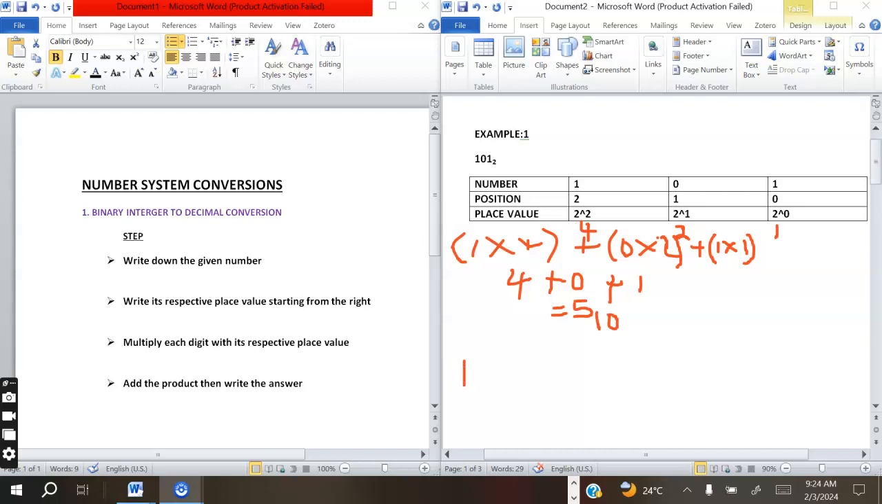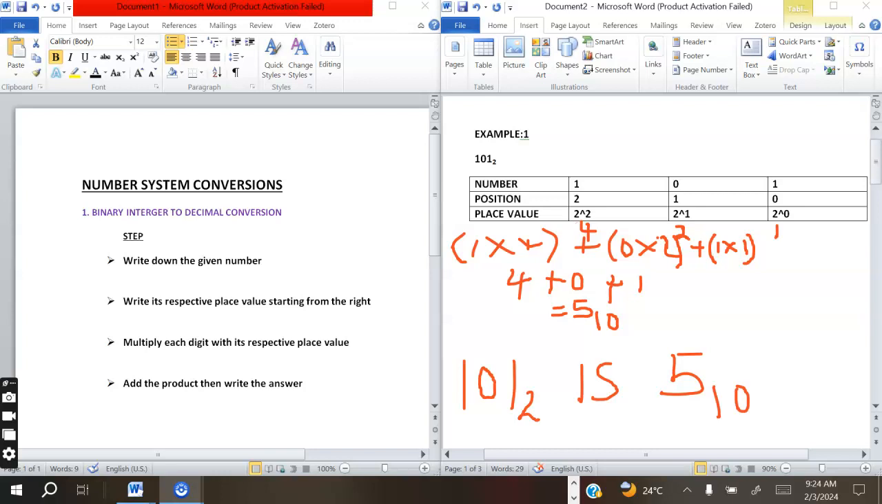Therefore we can conclude by saying that 101 base 2 is 5 base 10. So we have successfully converted the binary 101 base 2 to 5 base 10, which is a decimal number. I hope up to that point we are together.